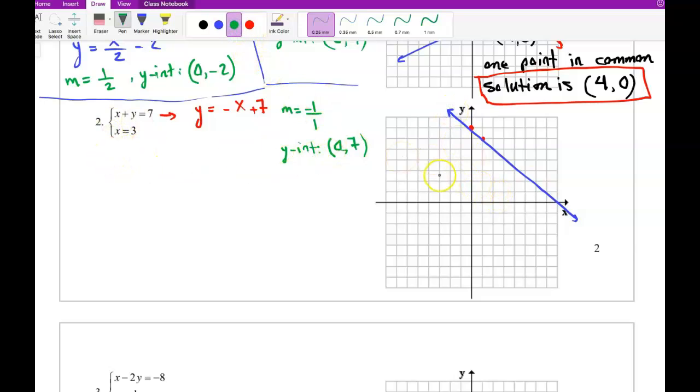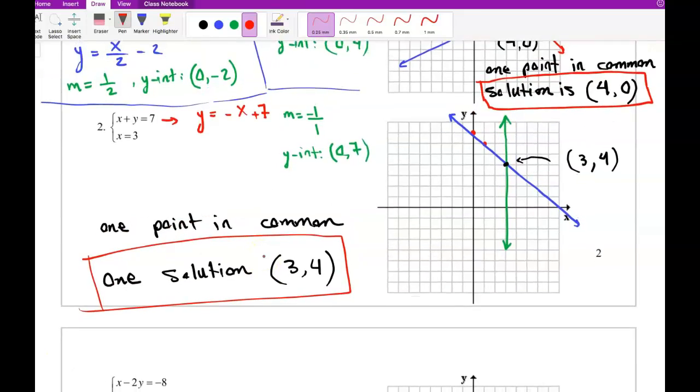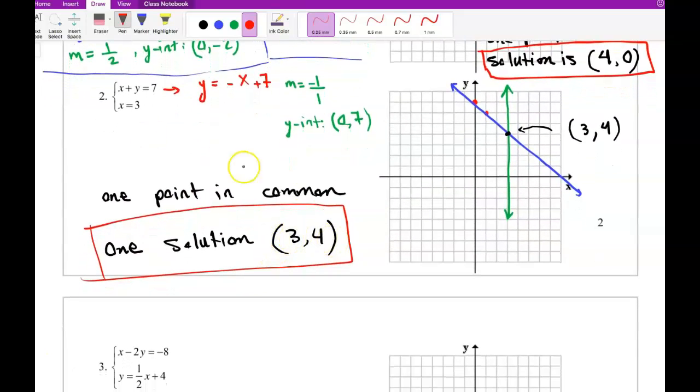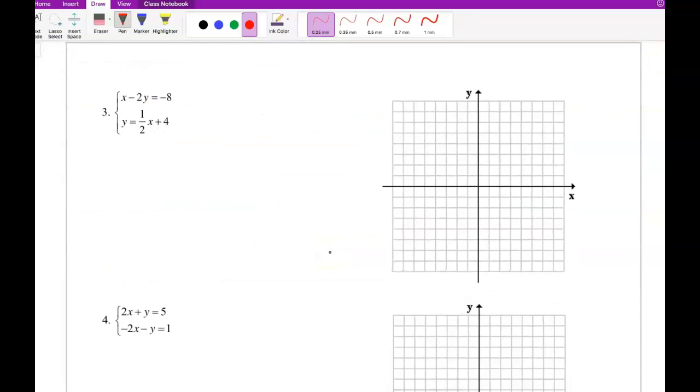Now graphing x equal to 3, meaning that on the x-axis find 3. So this is 3 on the x-axis, and draw a straight line to cross this point. So here is the point that we have in common, meaning that we have one solution for this system, and that is (3, 4). The answer for that one is (3, 4). x is equal to 3 and y is positive 4.